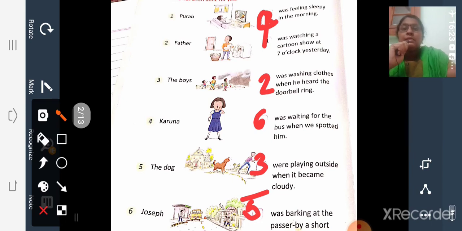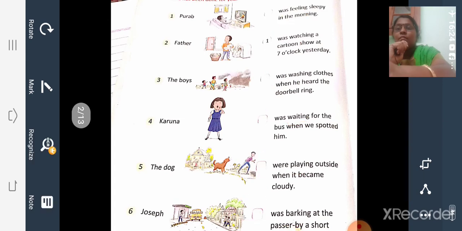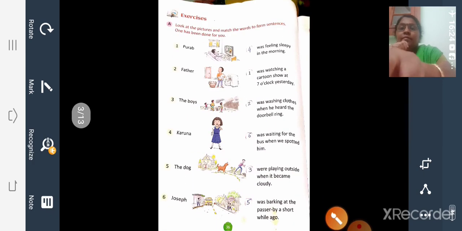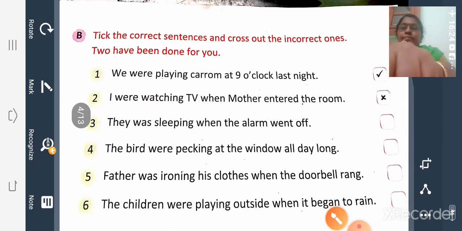In all these sentences, we can see the was or were plus ing form: was watching, was feeling, was washing, was waiting, were playing, was barking. All these are past actions that happened at a point in the past. I have written the answer here.